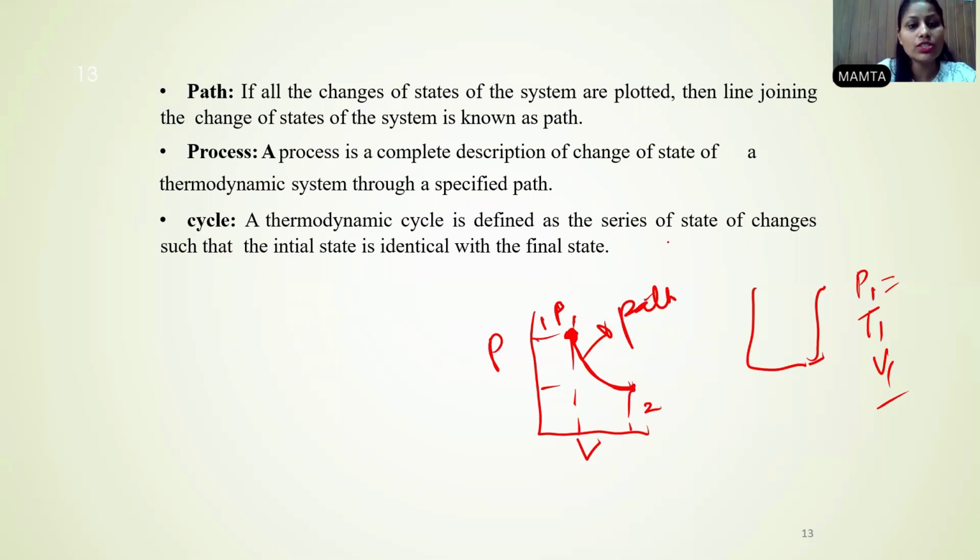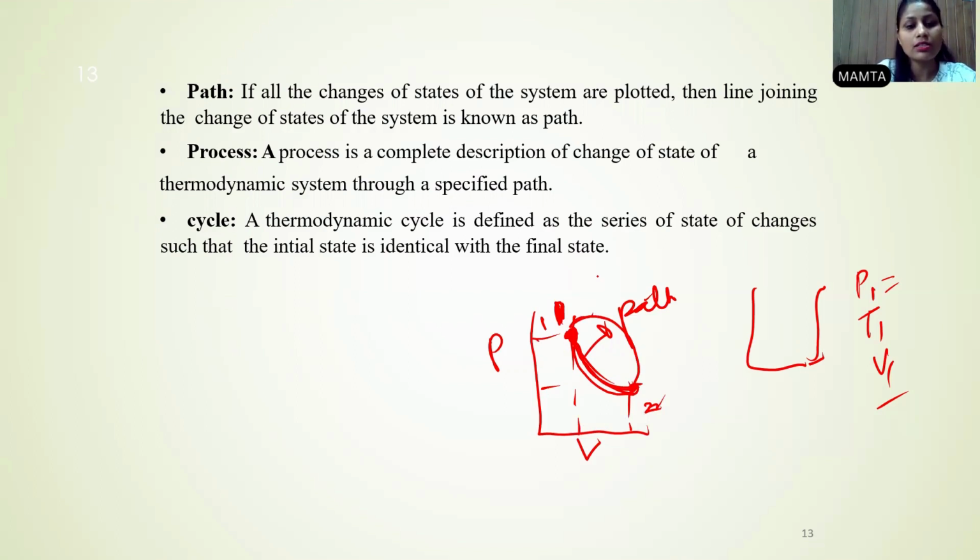So if all the changes of state of the system are plotted, the line joining the changes of state, this is the change of state P1 to P2, this is 1 to 2, this is the change of state, right? So it is called a path. And if we talk about the process, it is the complete description of change of state of a thermodynamic system through a specified path. For example, this is one path, and if it follows another path, it is called a process, right? This is one process.